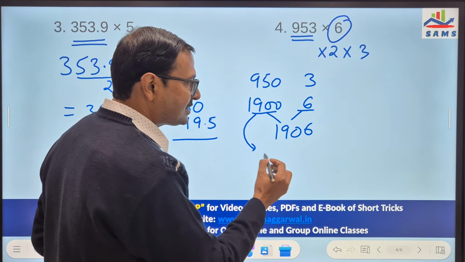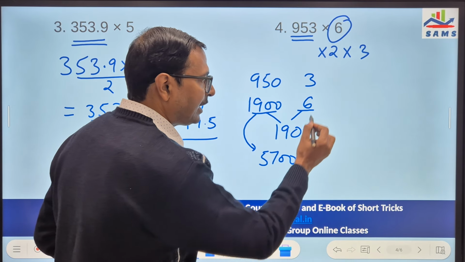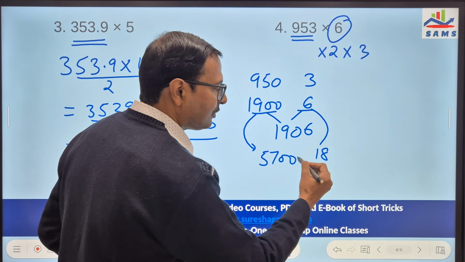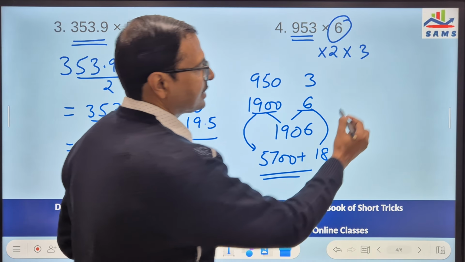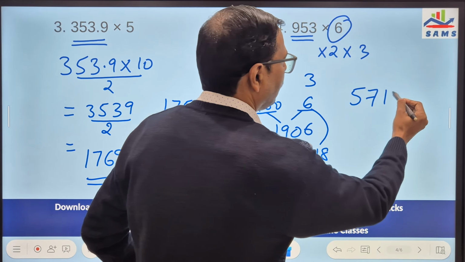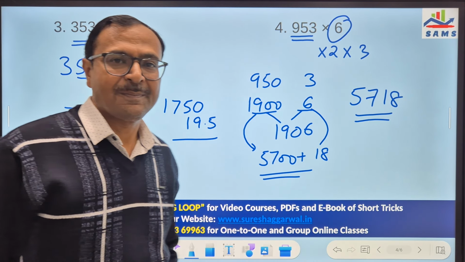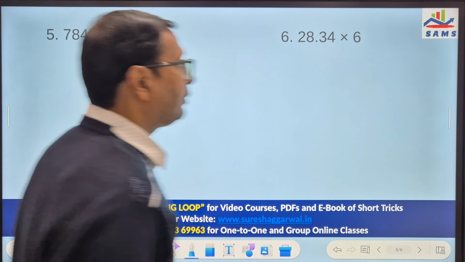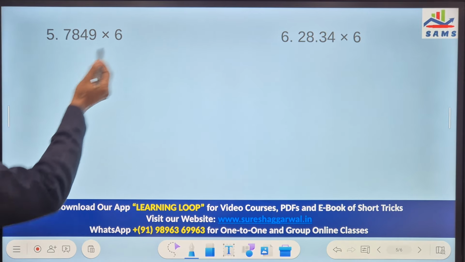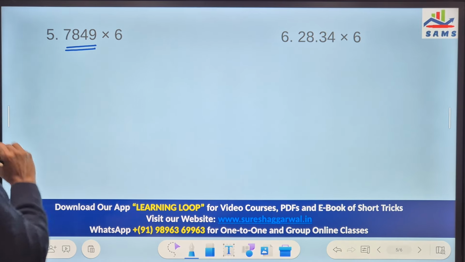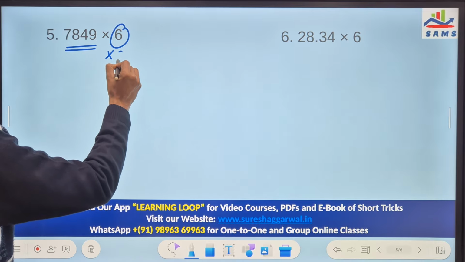So triple of this 5700 and triple of this 18. So when you add them, you have the direct answer 5718. So that is the product with 6. Likewise, if you want me to take more examples, you can check here. A big number here. So this is times 2 times 3.